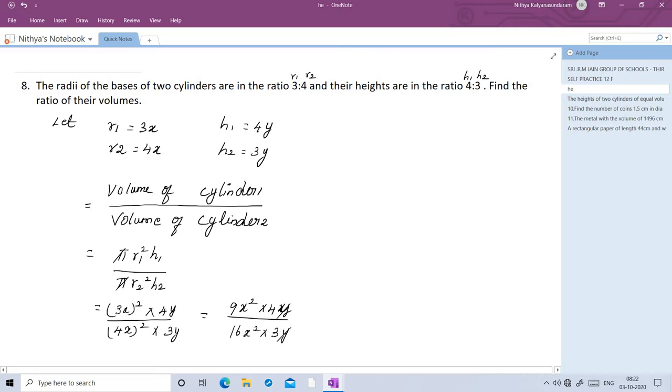So the same variable we can cancel. And 9 is 3 threes are 9, 4 fours are 16. So the ratio of their volumes is 3 divided by 4. So the answer is 3:4. So the ratio of the volumes is 3:4.